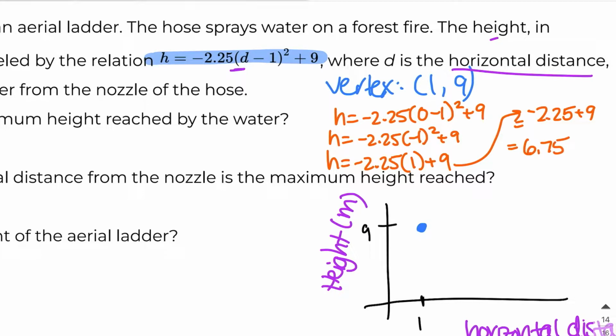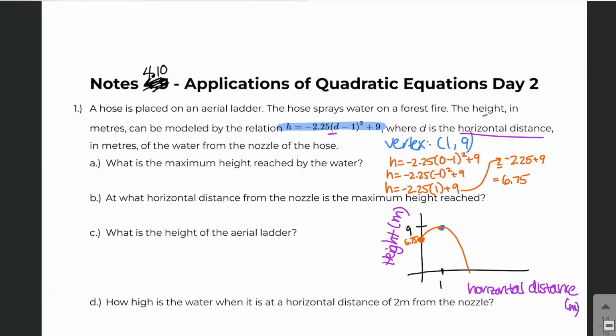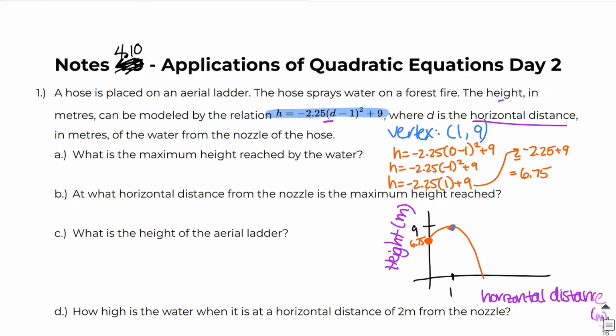So this tells me that the water is coming out from an initial height of 6.75. We know that this graph is going to increase and then decrease because this is a negative a value, so that means it opens down. It's going to look something like this. I don't know exactly where it hits the ground. I could calculate it if I need to, but this is a good enough sketch for me to see what the questions are asking of me. And if it asks when it hits the ground, then we could figure that out.